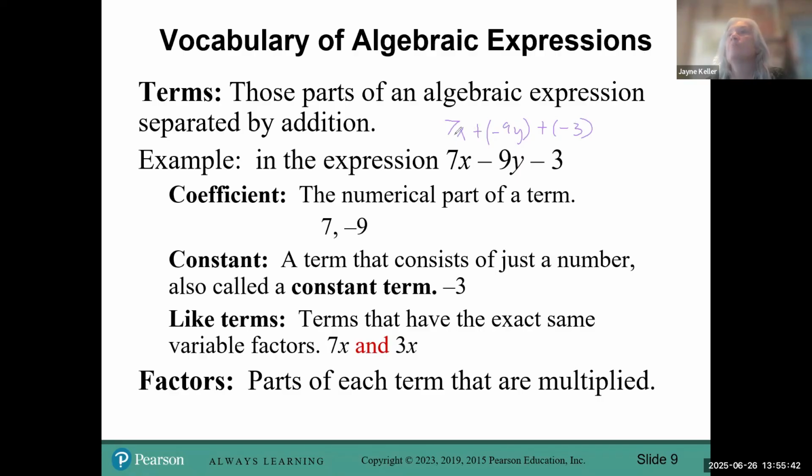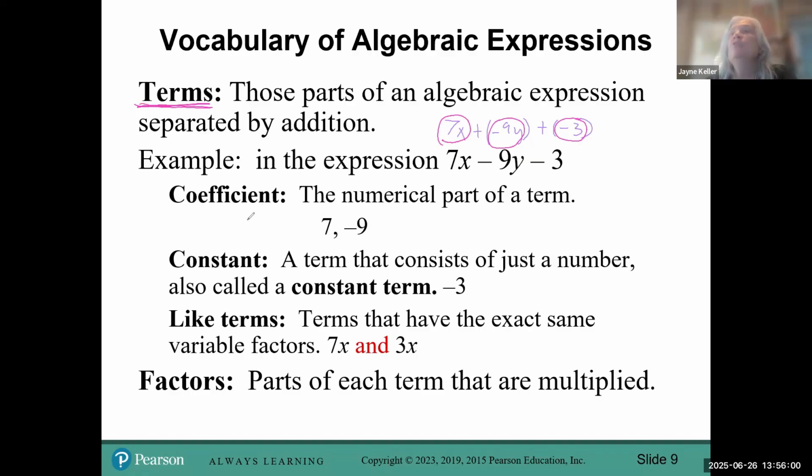7x, let's underline those with a different color here. So 7x is a term, negative 9y is a term, and negative 3 is a term. Those are the terms. Okay.